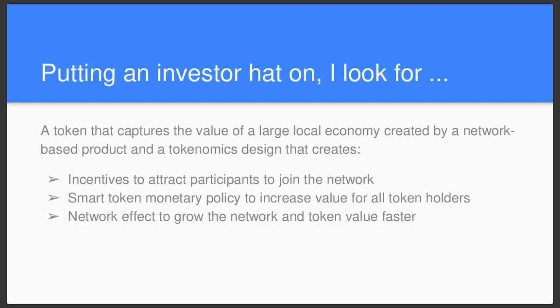And once you become a token holder and your value appreciates, you will stay with the network, and you are also willing to spread word of mouth to get other people onto the network because your token will appreciate accordingly. The third thing is whether the network has a network effect created by the token design, because the network effect can grow the network faster, and because the token value is directly tied to the size of the network, the faster the network grows, the faster the token value grows as well.